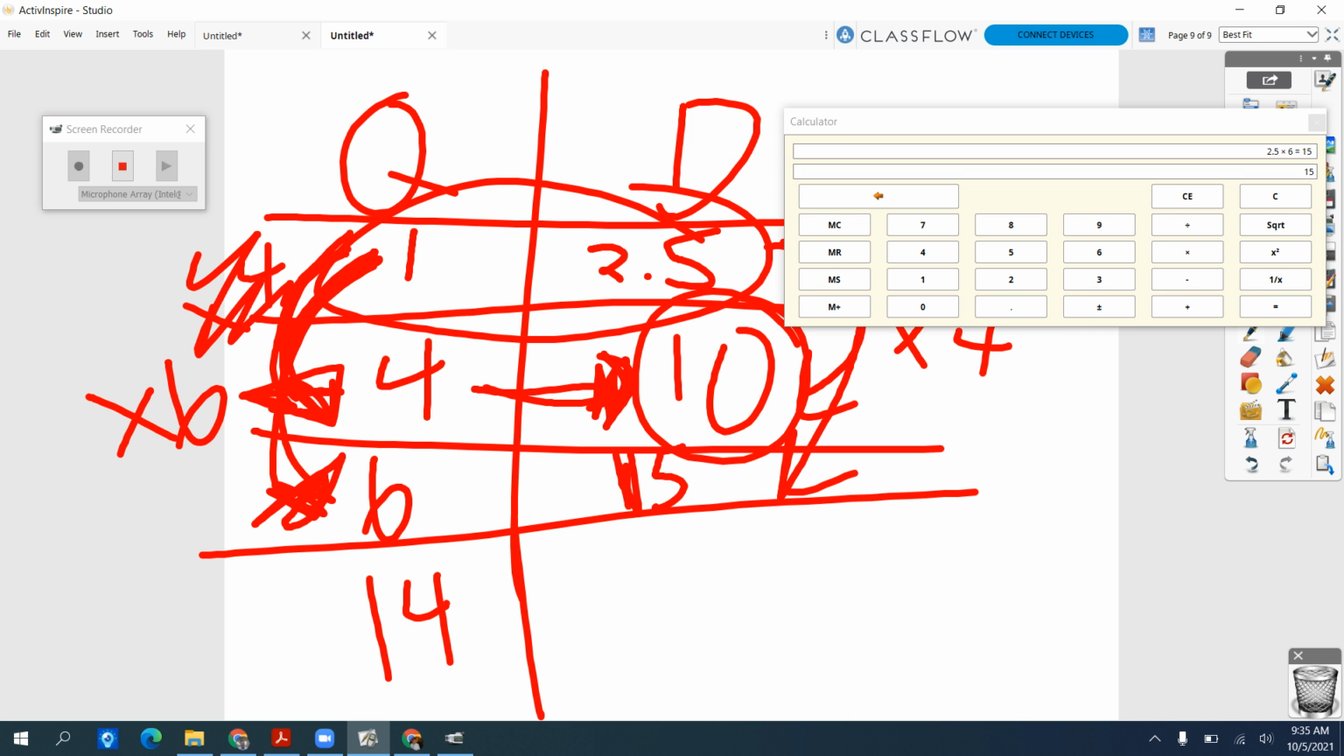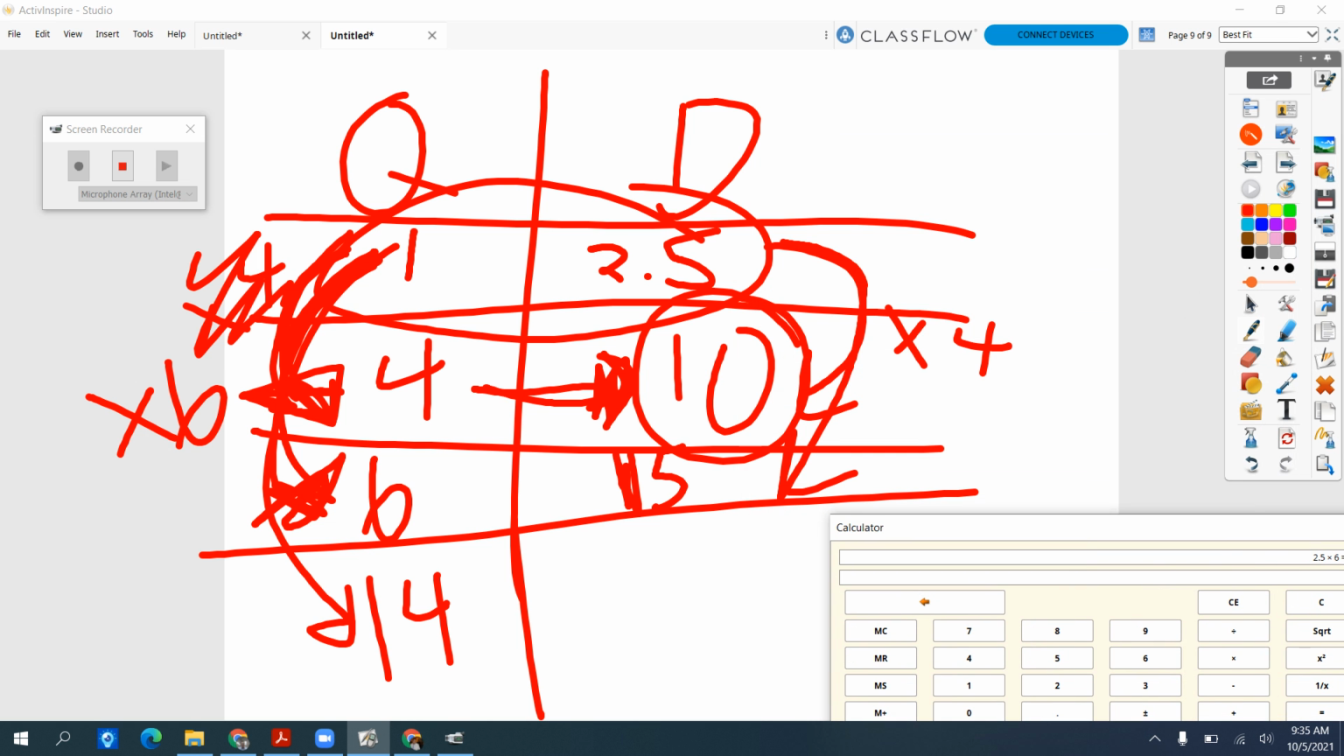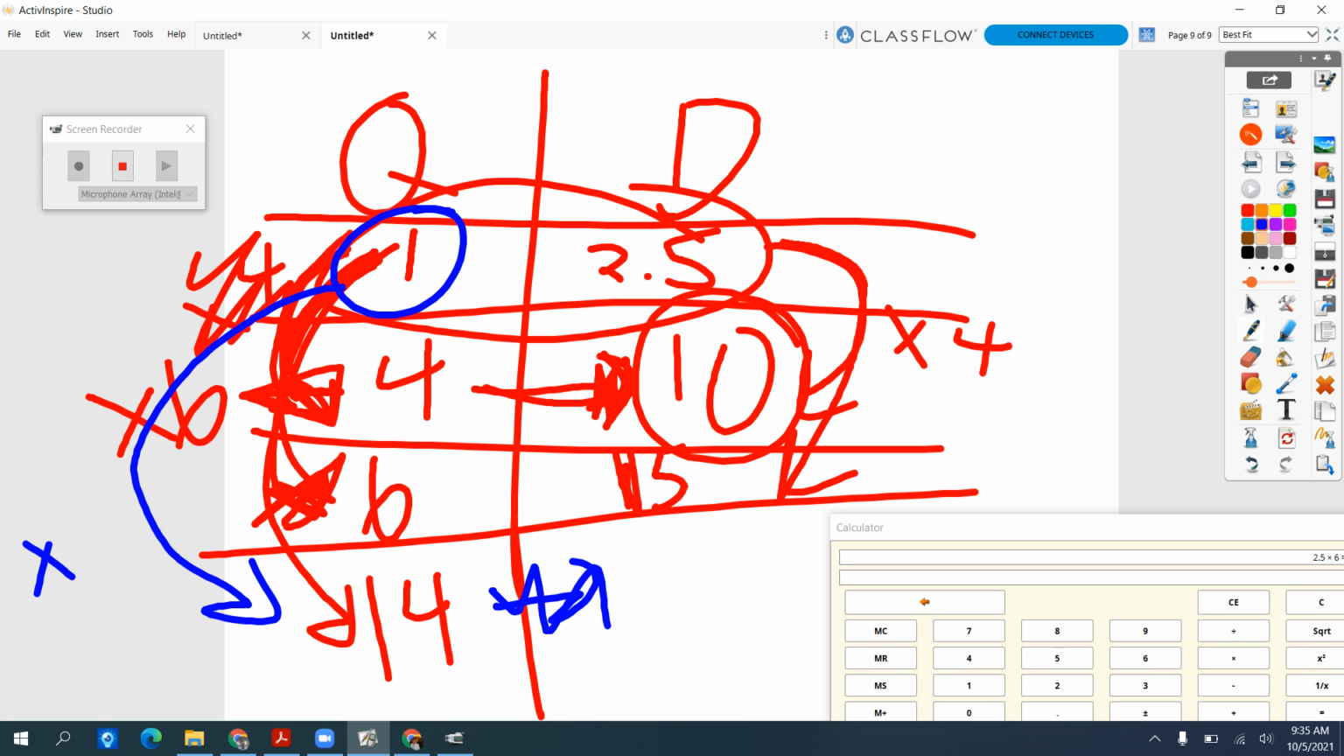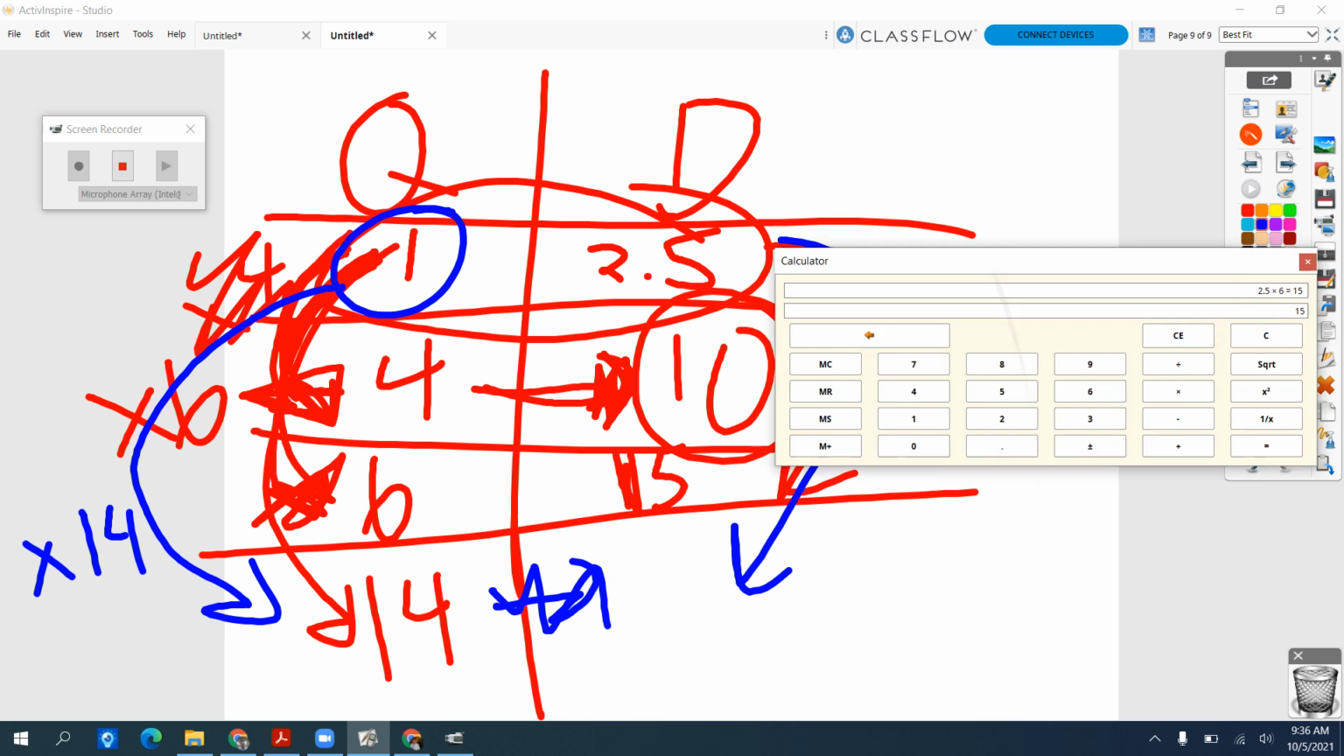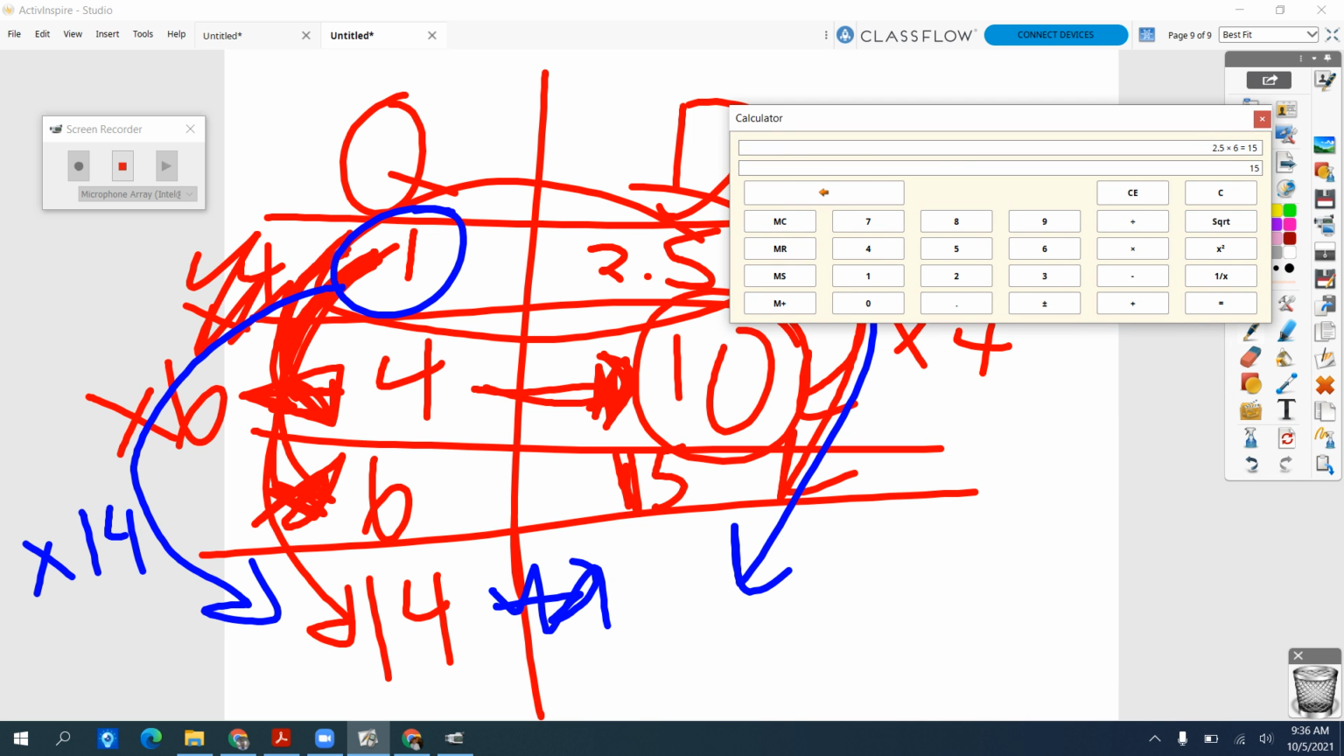And last, what times 1 gets me 14? I know there's a lot of writing here, but let me use a different color just so you don't get confused. I'm going from the beginning now all the way to the end, and I'm asking myself, what times 1 gets me 14? Again, you could have gone across, but I feel like this way is easier because I know 1 times 14 is 14, and I'm going to take this 2.5 and multiply by that same 14. 2.5 times 14 gets me 35. And that is how you would get that one.